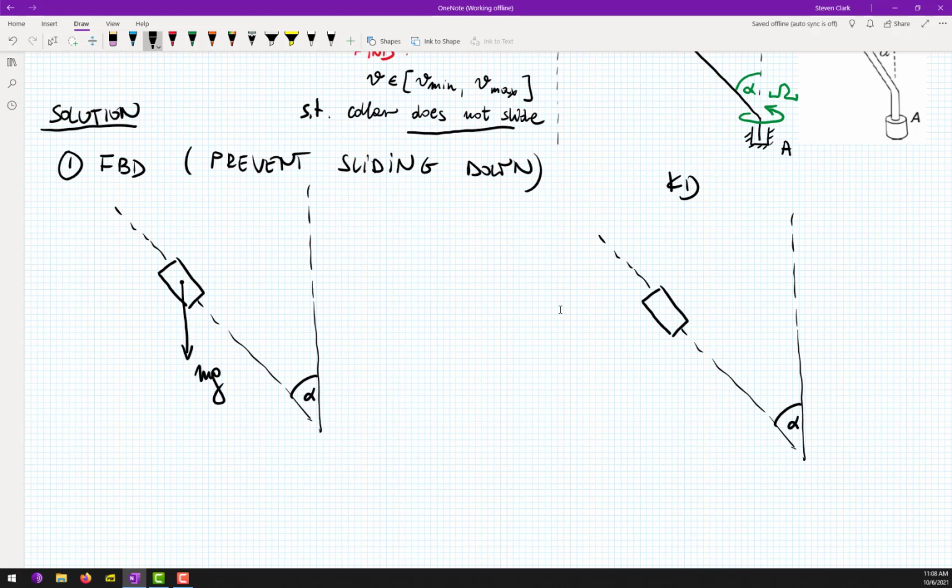Any other forces acting on our collar? Anybody wanna go for it? Zach. Friction, exactly. Friction is going to act this way. And we prevent sliding down, yes? So friction will act this way. And any other force? Normal force, yes. So this one? That's all?